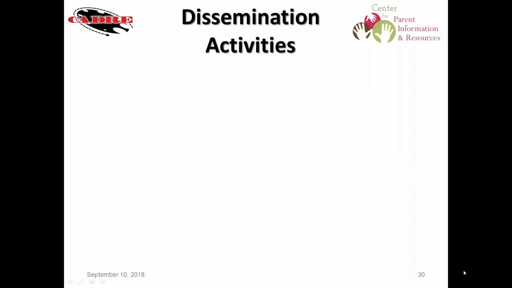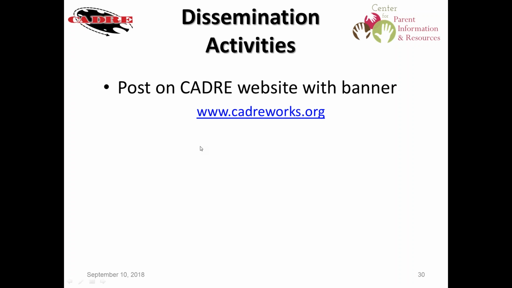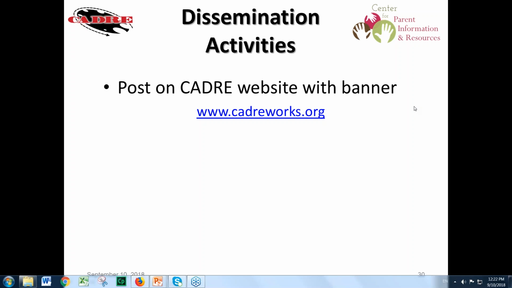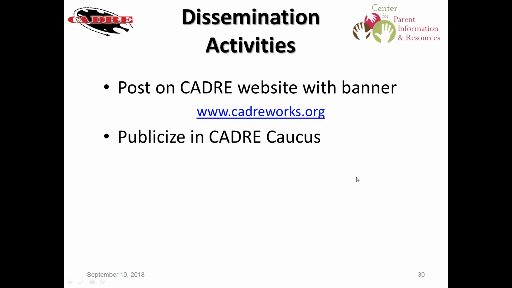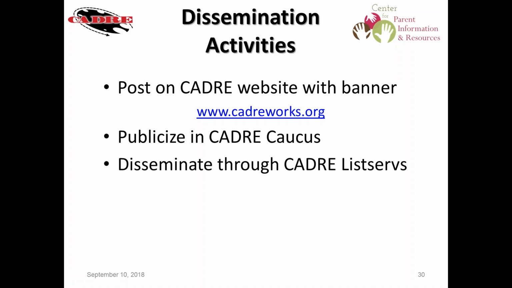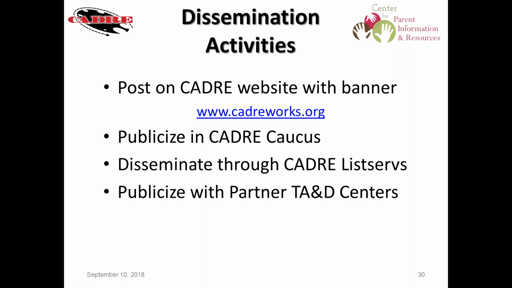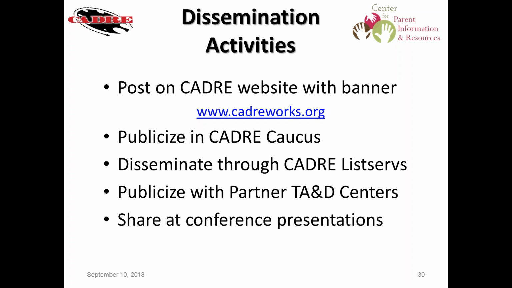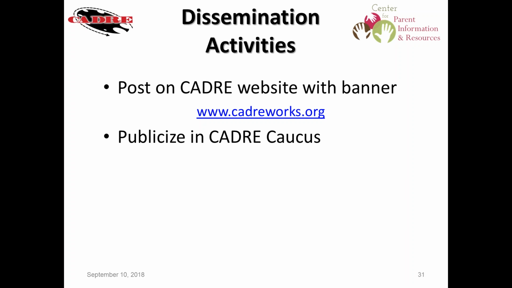So dissemination activities, how are we going to get these out to folks? The 4 family guides are posted on the CADRE website's main page. They were publicized on the CADRE Caucus, a newsletter that goes out to about 5,200 people. They will be disseminated through the listserv. We have great support from other technical assistance centers in promoting these guides, and we have several opportunities to share these guides in upcoming presentations as well.